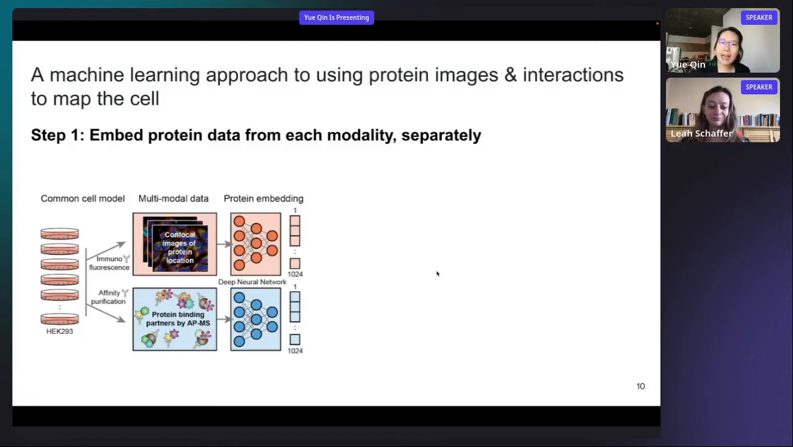So the image embedding of the protein will then capture the global localization pattern of this protein inside the images relative to the cellular landmarks that Leah previously mentioned, the cytoskeleton, the ER, and the nucleus. On the other hand, the AP-MS embedding will capture the interaction neighborhood pattern of this protein within the protein-protein interaction network.